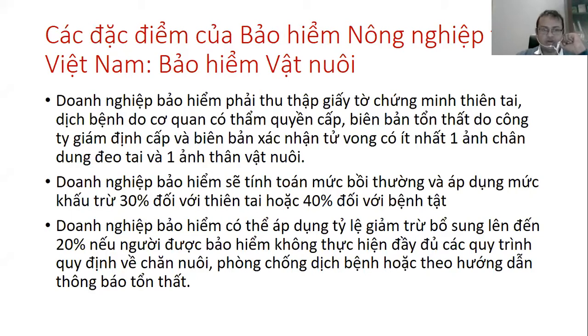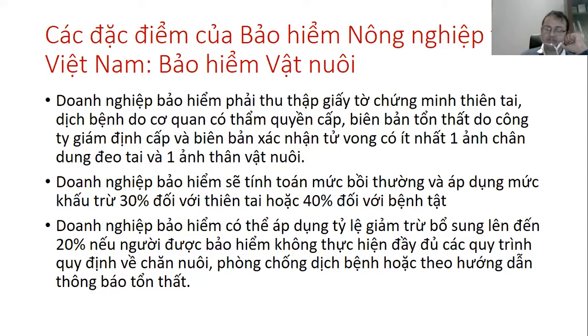So the insurance company would then have to collect... It all depends on what was the reason for the animal to die. So it could be related to, for example, a natural disaster, or if it was related to an epidemic. Then in that case, the insurance company would have to collect written proof of the natural disaster or epidemic as issued by authorized agencies.